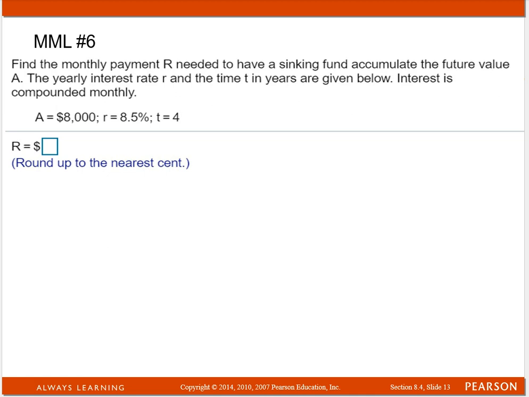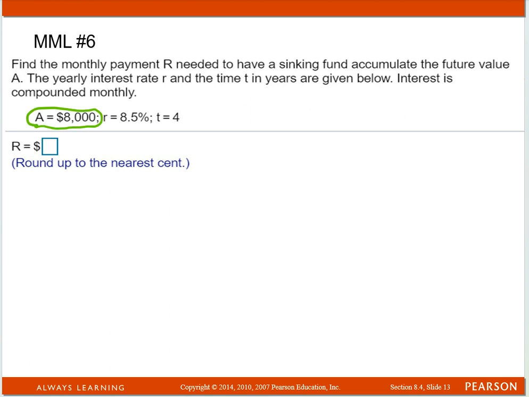When you get to number 6, this is a sinking fund, because it says find the monthly payment R needed to have a sinking fund accumulate the future value A, which is given. That's 8,000. The yearly interest rate R and the time T in years are given below. Interest is compounded monthly. So on this one, we are given A, which is $8,000.